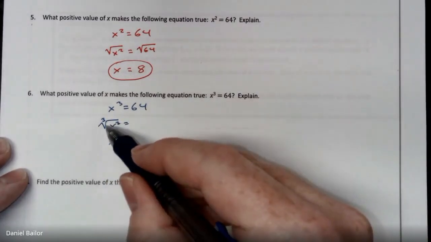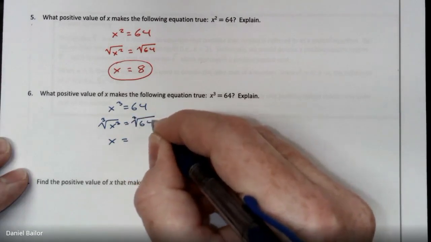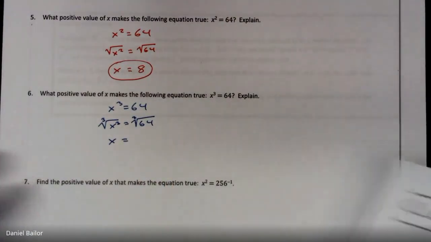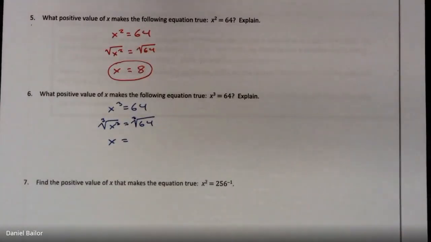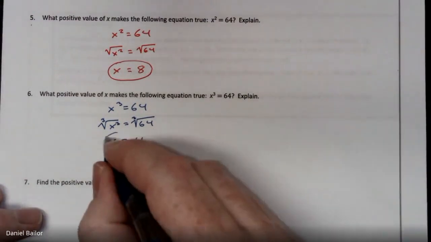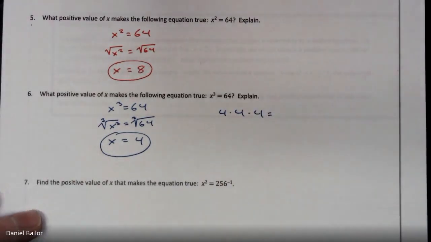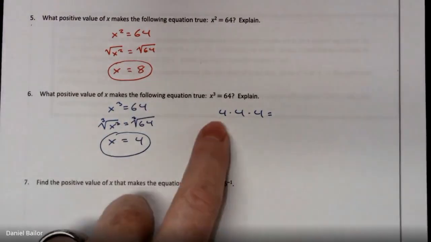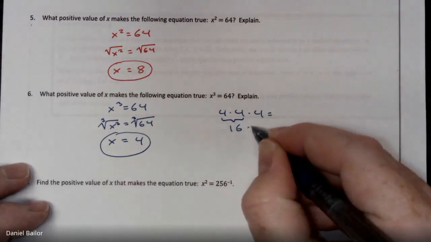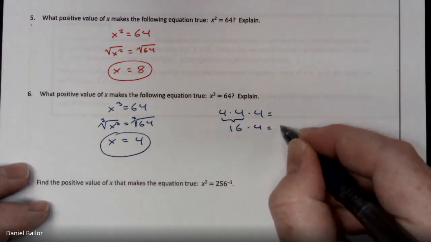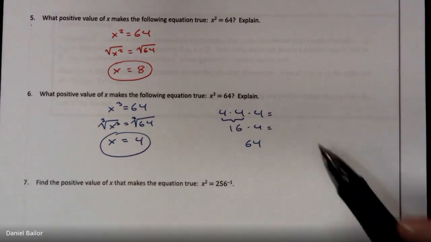But if I do the cube root on this side, I have to stay equal. So I do the cube root on that side. And the cube root of 64, you can see from today's chart, is 4. I'll even check it for you right here. 4 times 4 times 4 equals, because that's what cube root means. It means multiplied by itself 3 times. 4 times 4 is 16. 16 times 4 is 64. So that's how I know the cube root is 4.